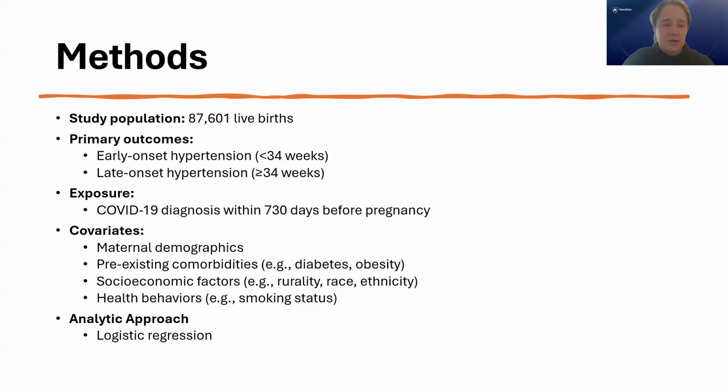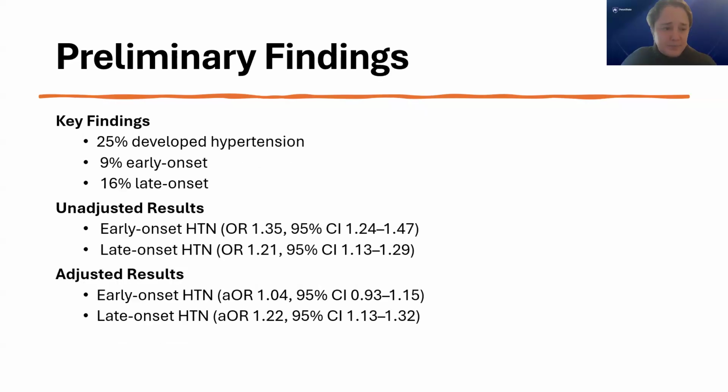So in this cohort, we selected on live births. We have early and late onset hypertension. Exposure is COVID-19 diagnosis within 2 years before pregnancy. We have covariates like demographics, pre-existing comorbidities, socioeconomic factors, and health behaviors like smoking status. And again, this was logistic regression analysis.